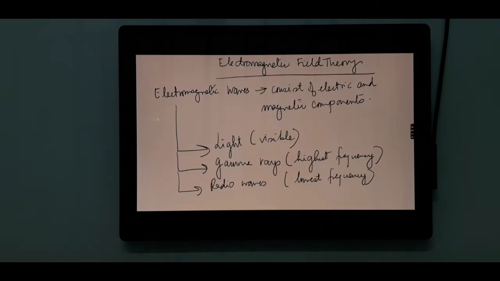We shall try to understand this physics, understand how these electric and magnetic components are created, or how they exist. Do all waves consist of electric and magnetic components, or the converse? Does having electric and magnetic components guarantee that an electromagnetic wave will always be there? We don't know. These are some questions which we shall try to answer in this course.